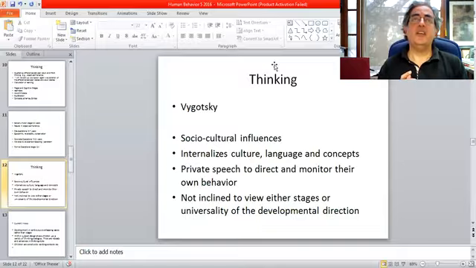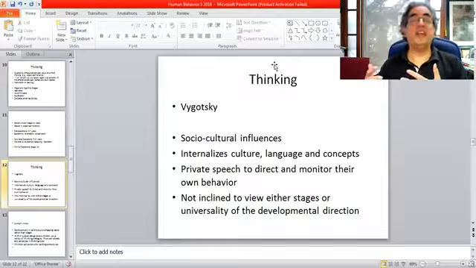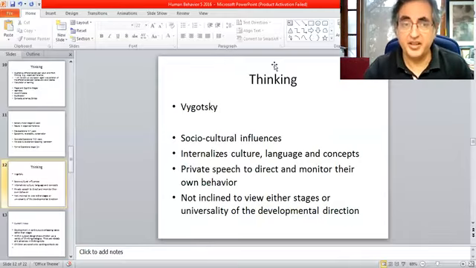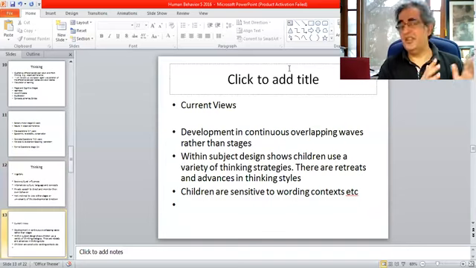So for him, there are culture-specific patterns of cognitive knowledge growth. He's not inclined to view that there are universal stages or universality of developmental direction. He thinks that it's culturally distinct, and so he thinks human beings are actually far more diverse than Piaget would suggest. And I think in many ways he's right as well, although Piaget is not totally wrong.